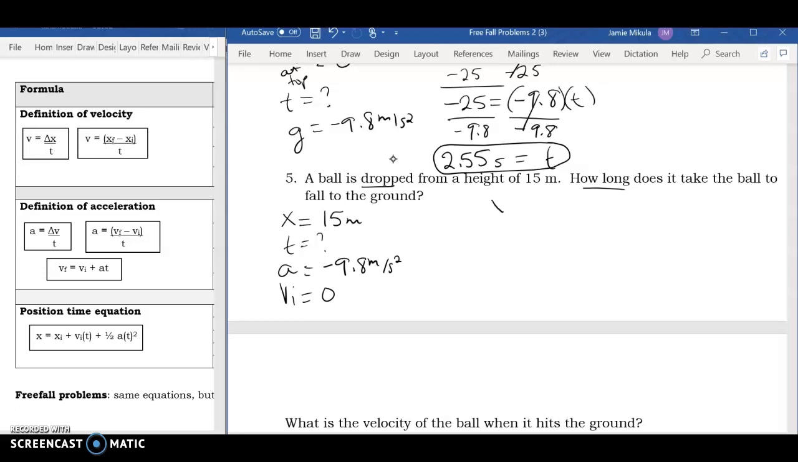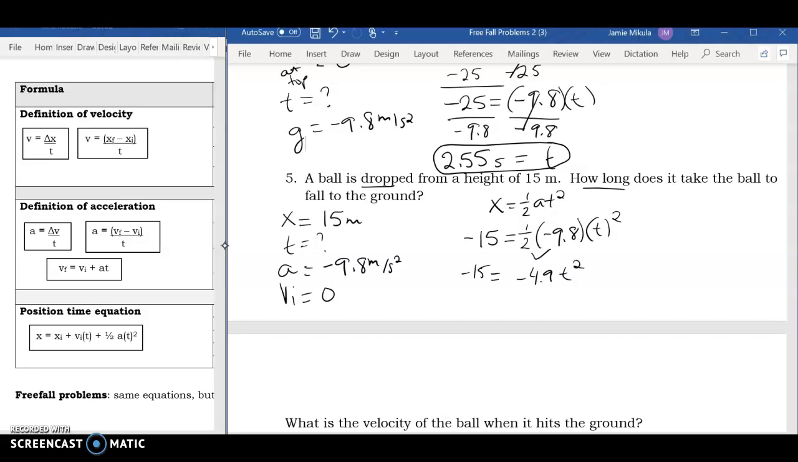And so I'm going to use this formula, x equals 1/2 at squared. Because VI is 0, I can take out that whole section of the long formula, this part right here. All right, so 15, I have to make it negative because remember that when you take the square root, you're going to need a positive number to do that. And again, we're dropping it down, so we're going to make that a negative number. All right, negative 15 equals 1/2 negative 9.8 t squared, half of 9.8. Okay, so if you don't remember, divide it by 2, you get 4.9.